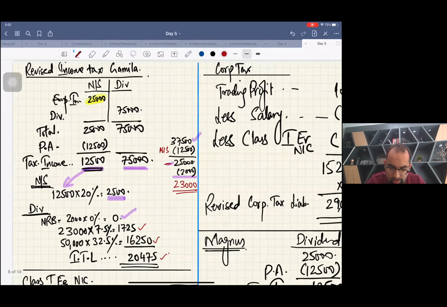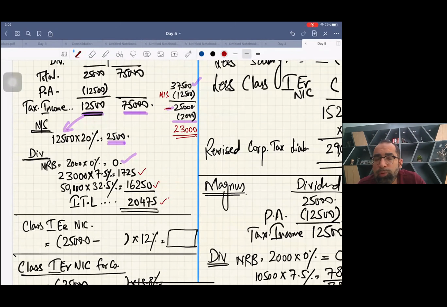For class one employee NIC, if you have the book or the rates, listen. The first 9,500 is 0%, and then 9,500 to 50,000 is 12%. So I'll simply subtract 9,500 from this 25,000. For the first 9,500 there is no NIC, and the excess amount lies in the second band of NIC. Students, you must know now. So tell me the amount: 25,000 minus 9,500 into 12%. 1,860 is your class one employee NIC.